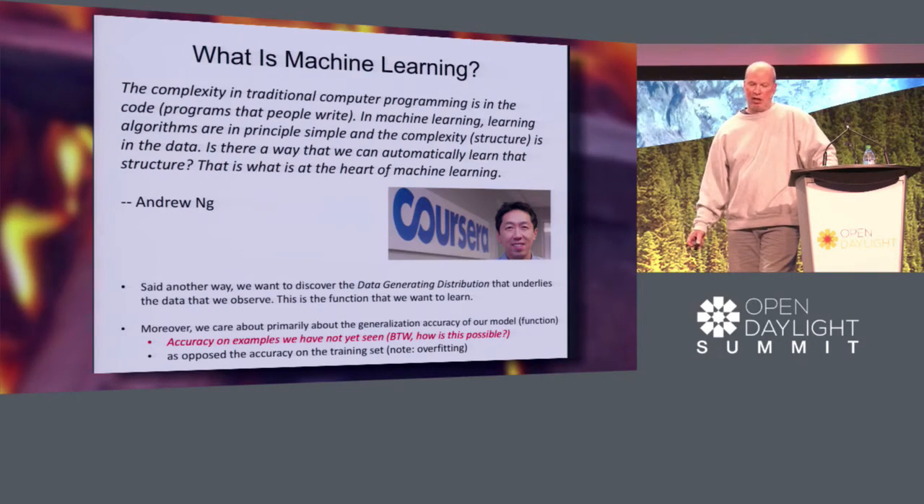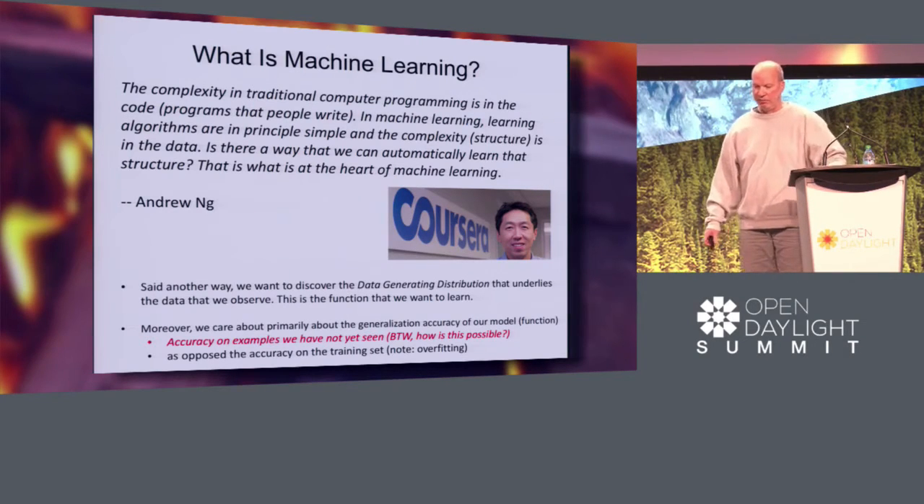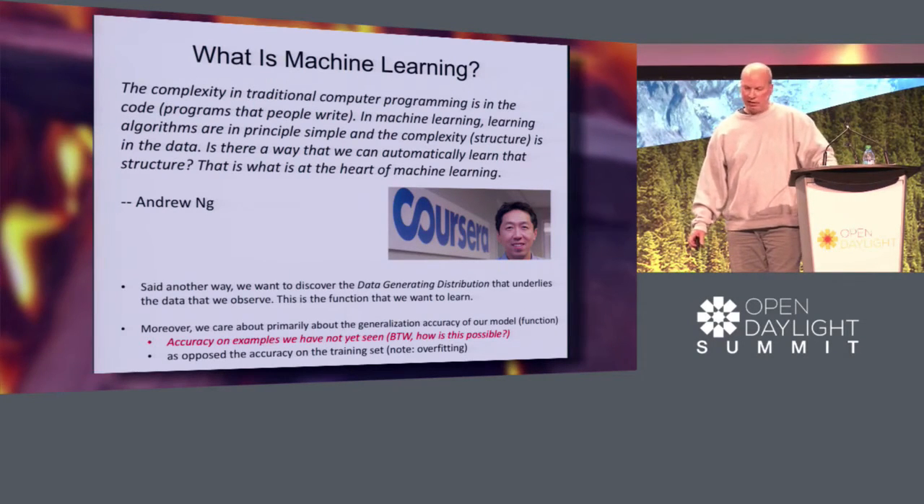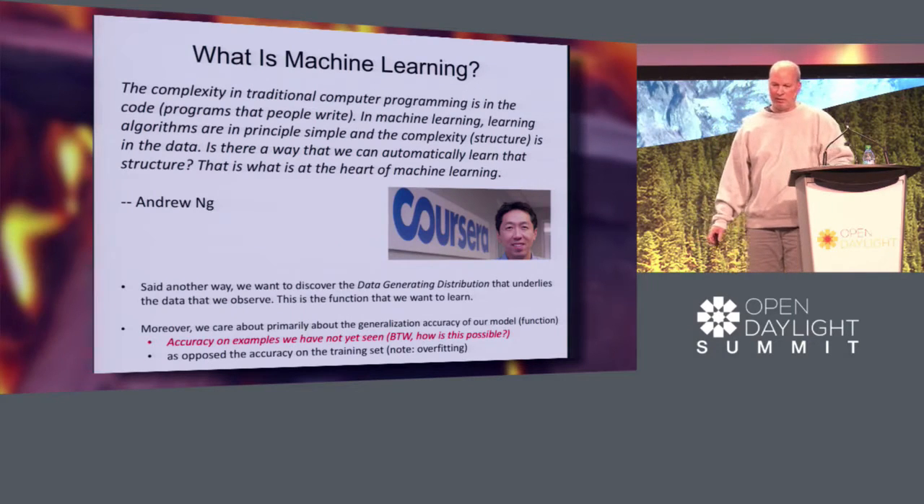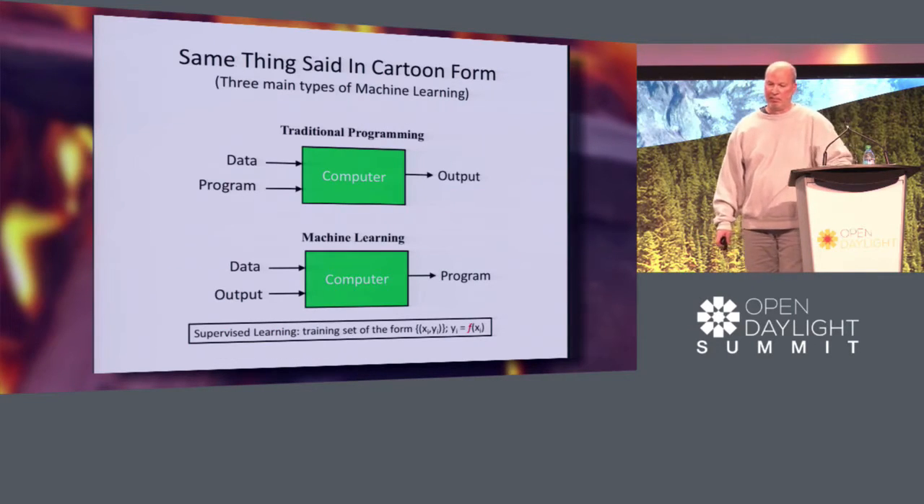And you can do this wrong, and you can get fantastic accuracy when you're training and crummy accuracy when you have real data. So it takes some skill and art. Here's the cartoon of the same thing.